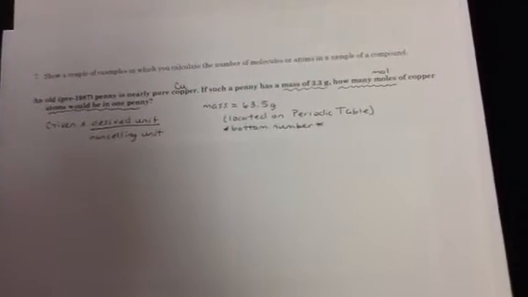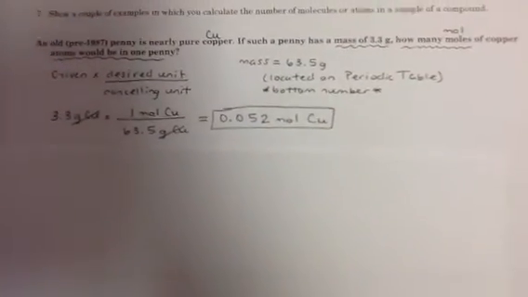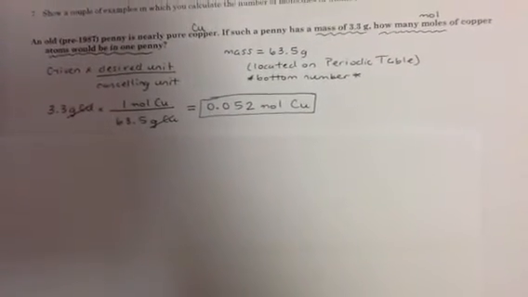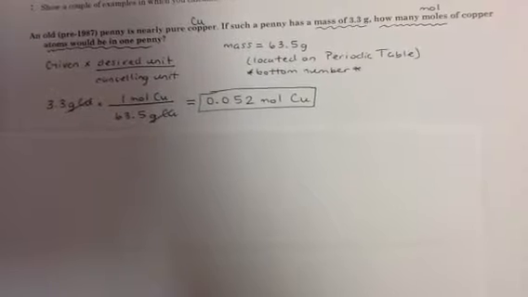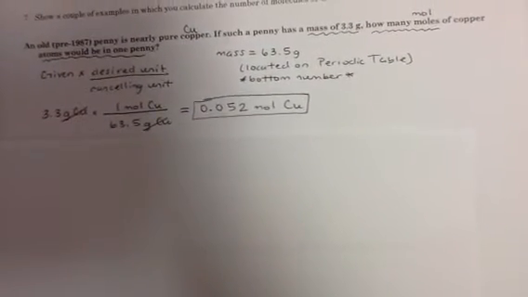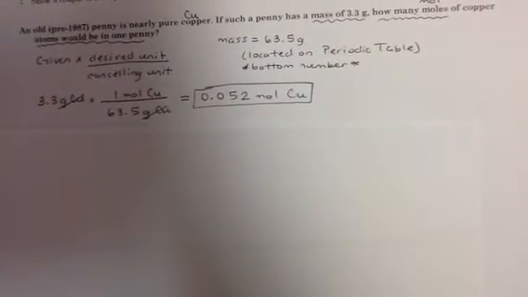Then we're going to remember our setup. Your given multiplied by desired unit divided by your canceling unit. The canceling unit and the given unit will be crossed out. So then we have 3.3 grams of copper multiplied by 1 mole of copper divided by 63.5 grams of copper. So you multiply across and divide. 3.3 times 1 is 3.3. And you divide that by 63.5, and you'll get 0.052 moles of copper.